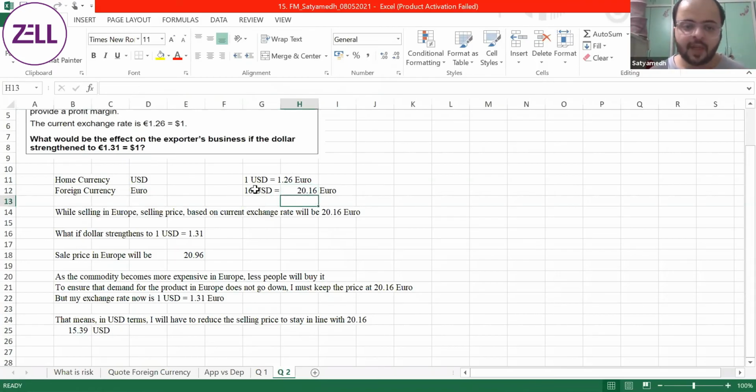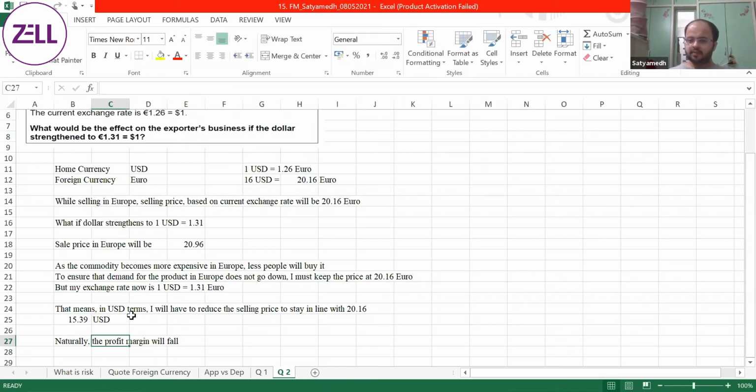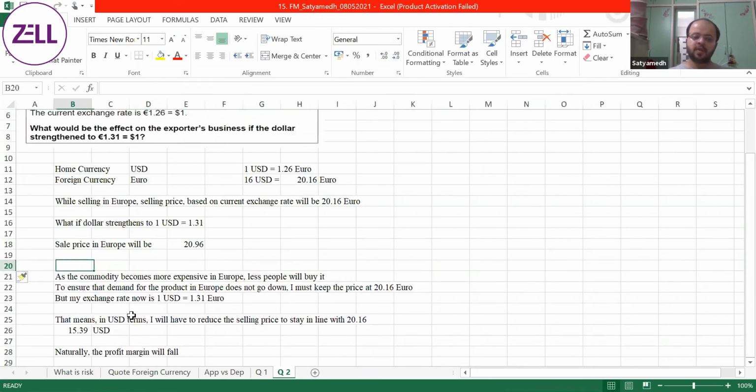अब पहले मेरा प्राइस था $16, वो चेंज हो गया 15.39. Naturally, the profit margin will fall. Correct? This is situation 1. इकोनॉमिक रिस्क कैसे हो सकता है? बिकॉज दिस इज अल्टीमेटली गोइंग टू रिजल्ट इन अ फ्यूचर कैश फ्लो. Situation 1.